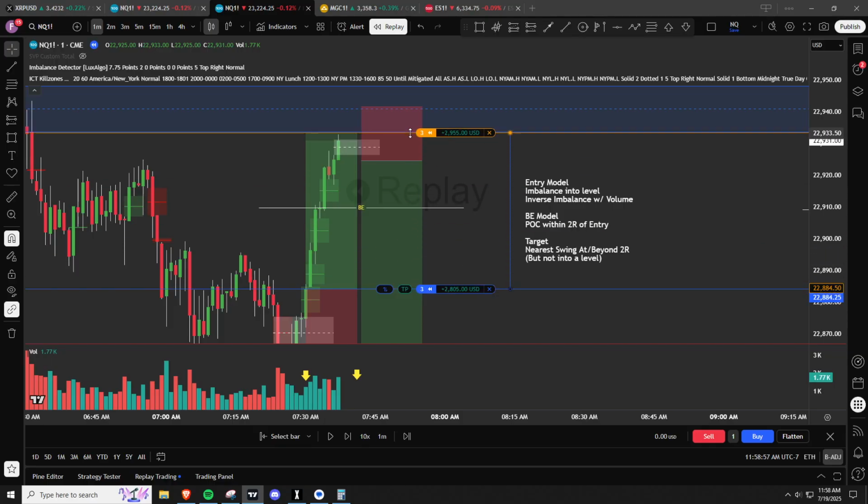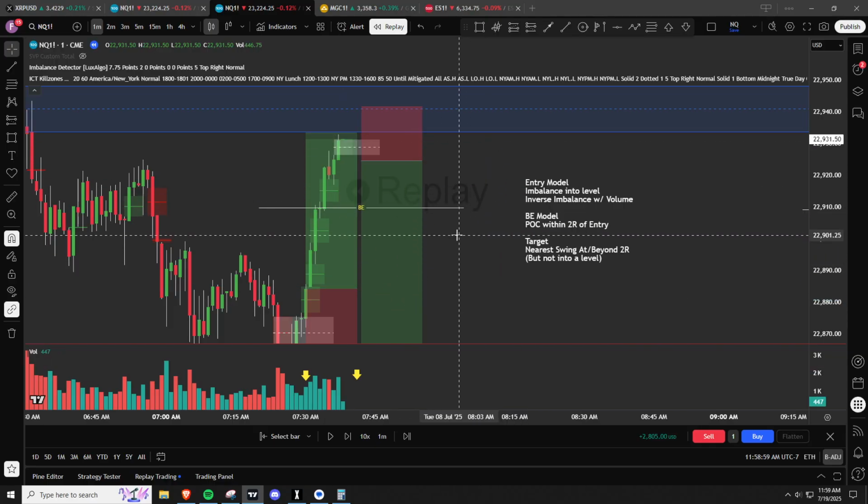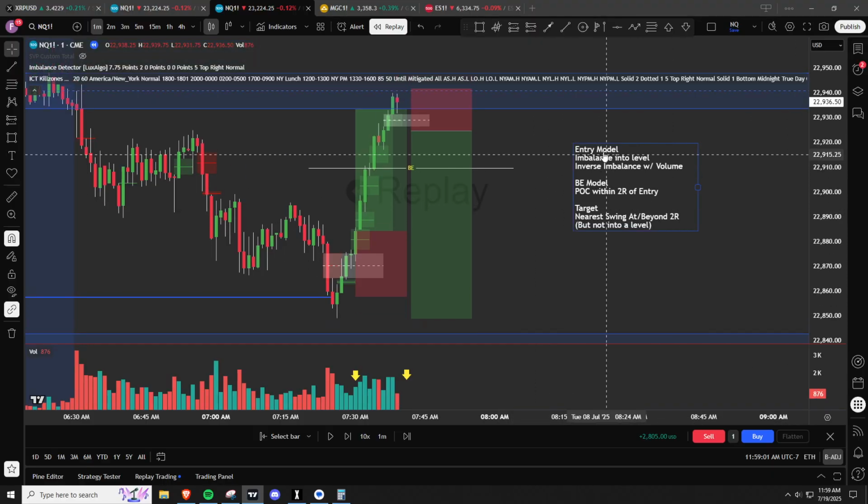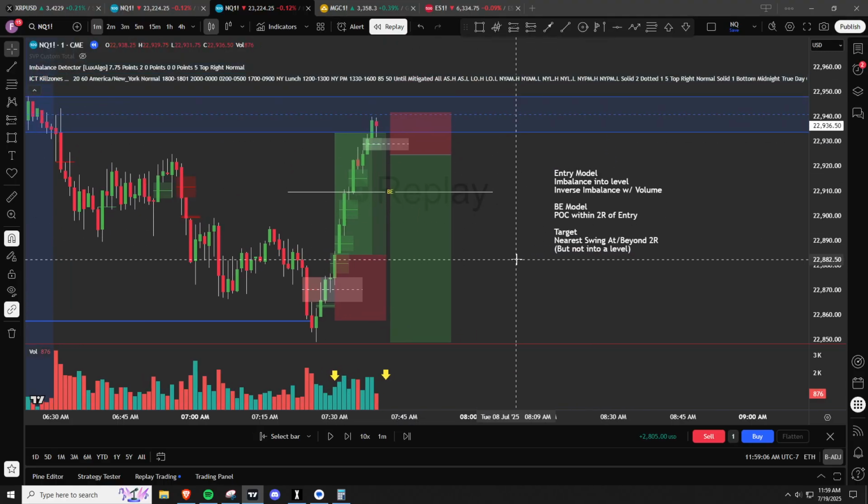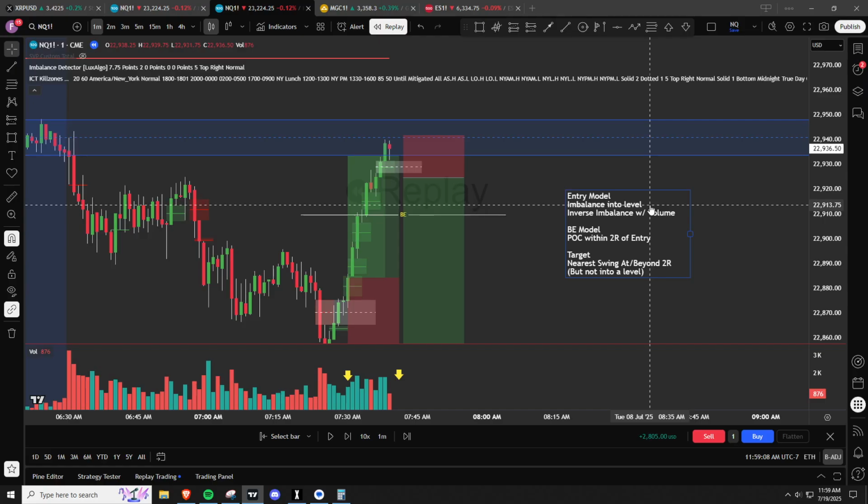Oh, I got to put my take profit up here. And that hits. All right, cool. So that's trade one. So we had our entry model, we had our BE model, we had our target, and now we're going to look for another trade because our entry model is imbalanced into a level.